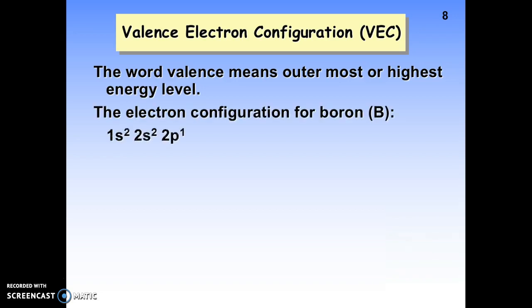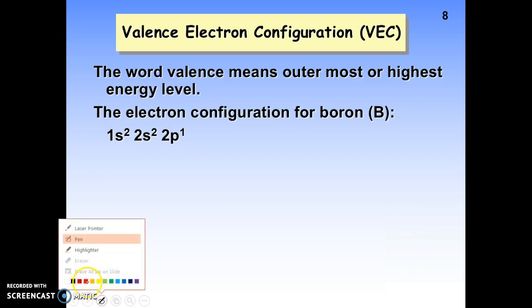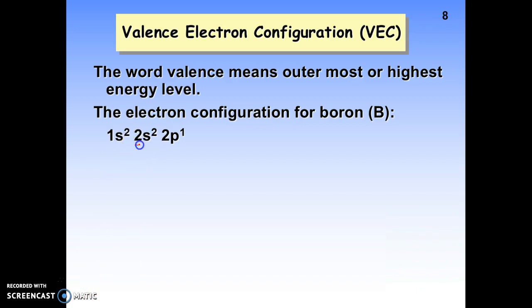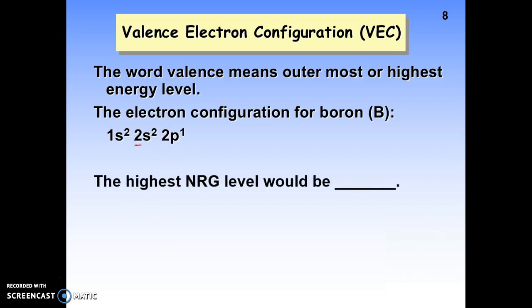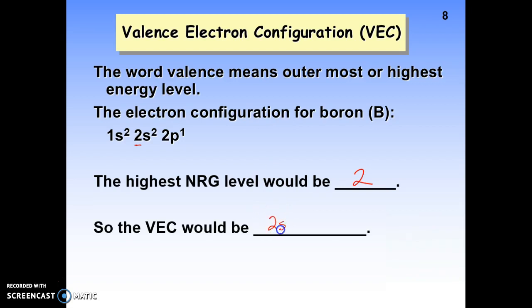So the electron configuration for boron is 1s2, 2s2, 2p1. So the highest energy level here will be the 2, because 1 is lower than 2. 2 is the highest here. We have 1 and 2 2's. So when we choose the valence electron configuration, we have to look at the highest energy level. The highest energy level would be 2. So then what would the VEC be? The VEC would be everything that has a 2. So that's a 2s2, 2p1. And that would be the VEC for boron.